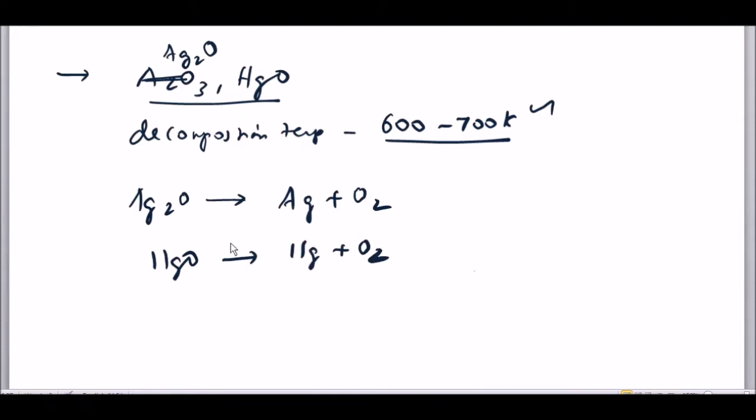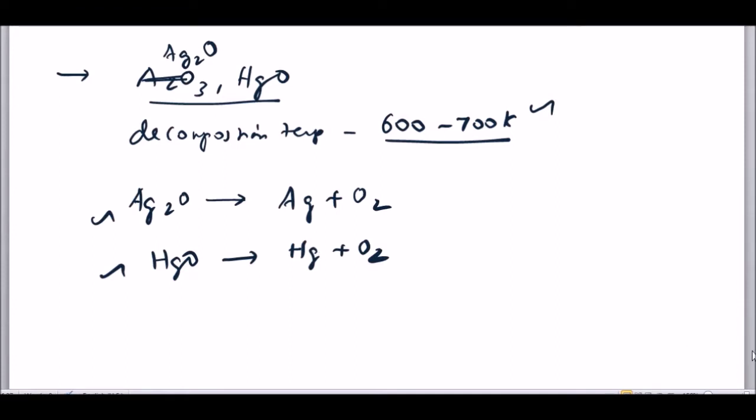The decomposition is possible without any reducing agent. So you do not select any reducing agents for these two oxides, as these two oxides are given at the top of this particular diagram and having the decomposition temperature 600 to 700 Kelvin.